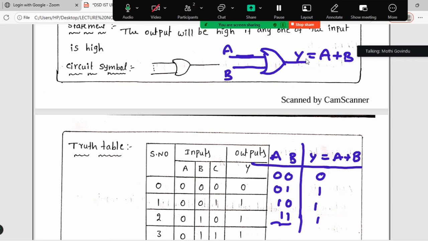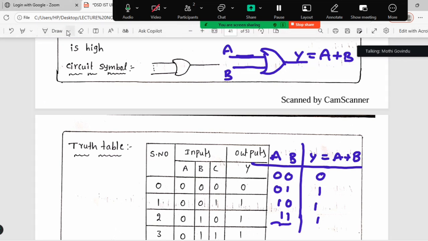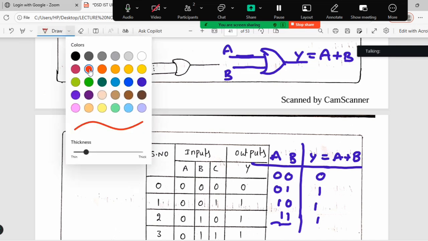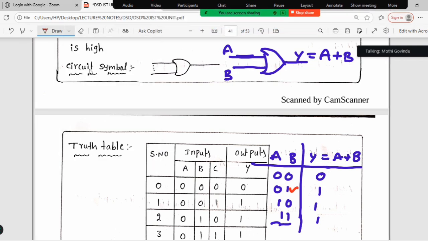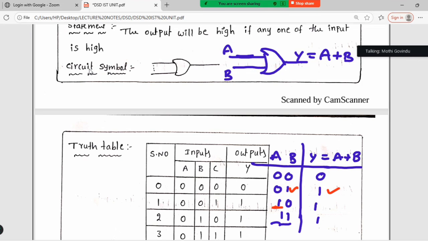Now we can say that if any one of the inputs is high, my output is high. In the OR gate, if any one of the inputs is high, output is high. If both inputs are high, output is high. But whenever both inputs are 0, output is 0. This is about the OR gate.